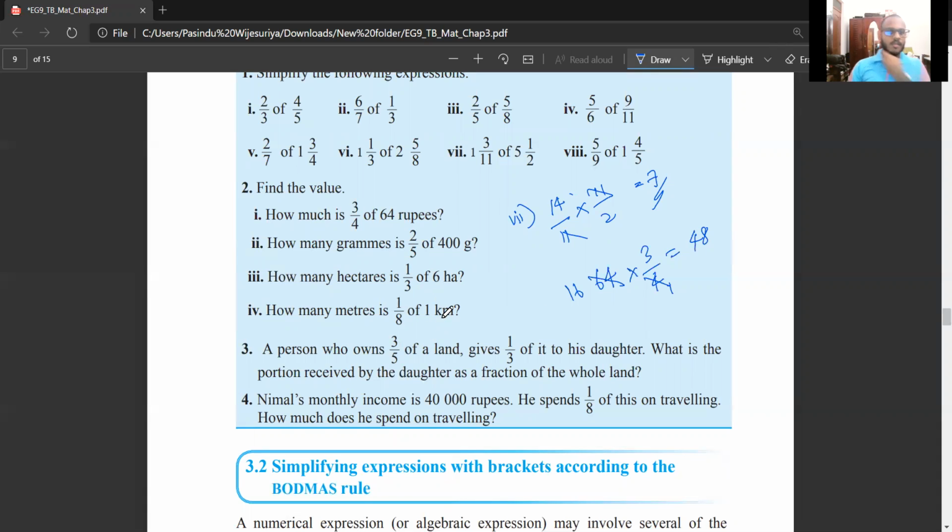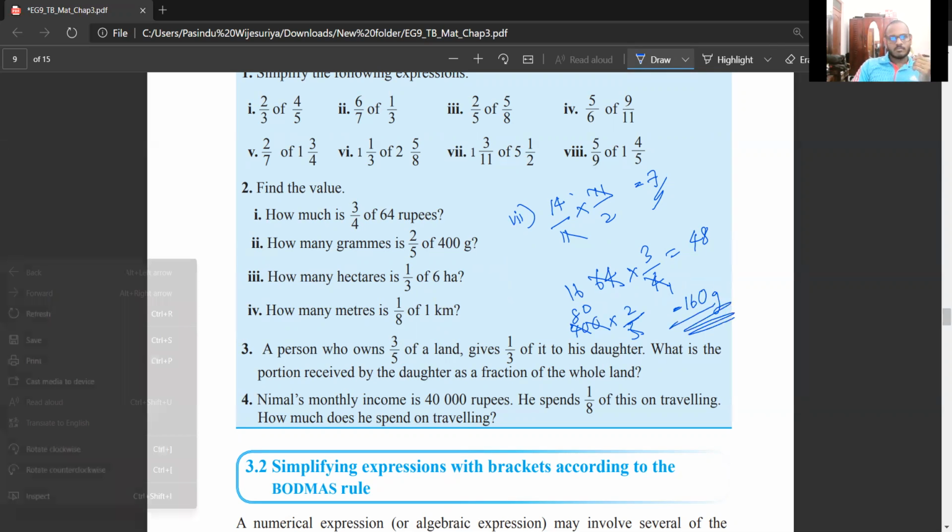How many grams is 2/5 of 400 grams? 400 into 2 over 5. 160 grams. Same. There seems to be a small technical problem. Just bear with me.